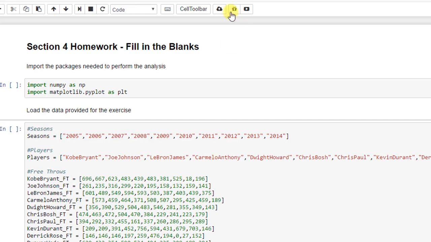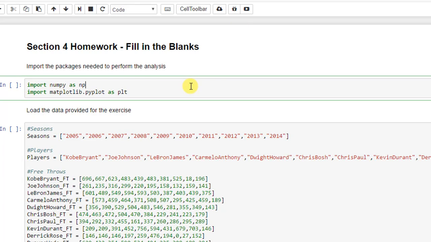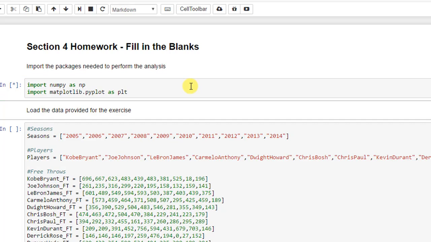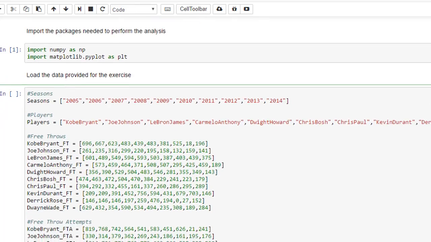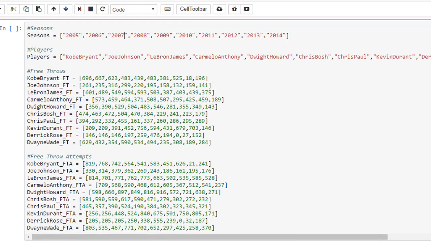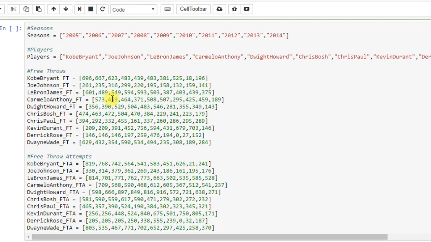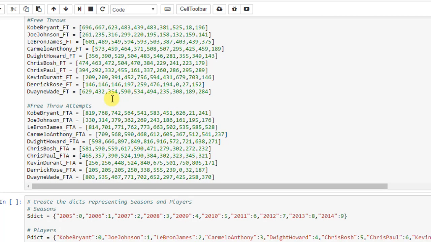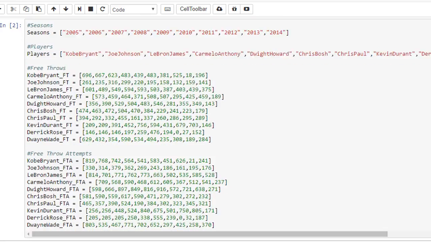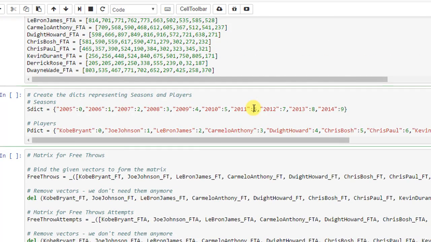So let's have a look at the fill-in-the-blanks Jupyter notebook. First of all, we need to import numpy and matplotlib.pyplot. Second, we have the data, the same data that we had here. Just put it into one cell, make it easy. Let's execute them. Okay, and the dicts.